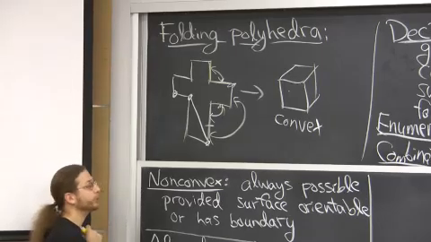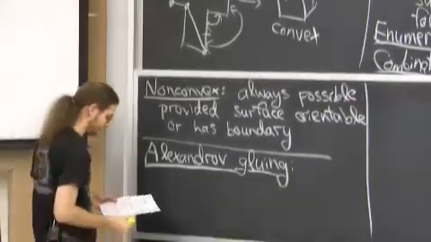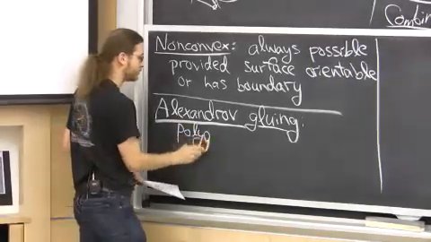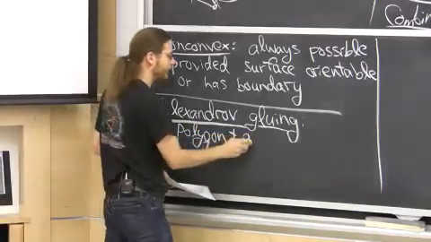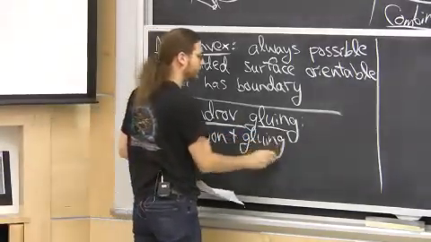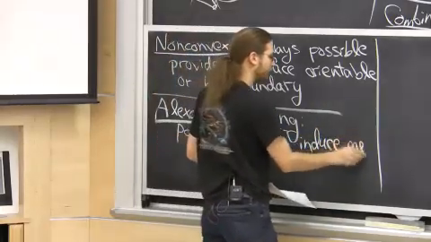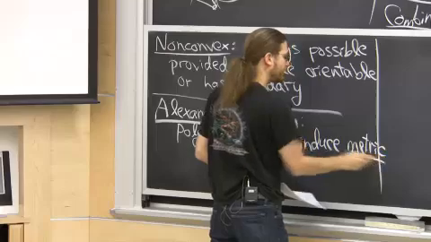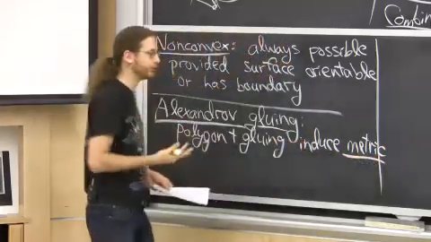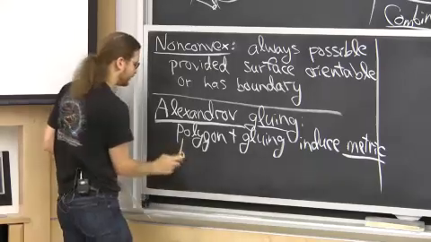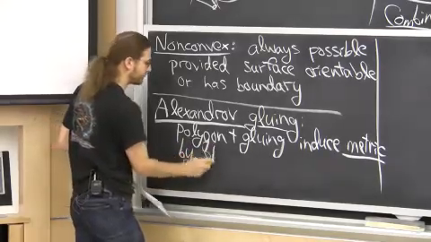So this defines what we call a metric. So I'm going to write something about that. Polygon plus gluing induce a metric. Metric just means it tells you how far different points are from each other. And we can compute that metric by computing shortest paths.